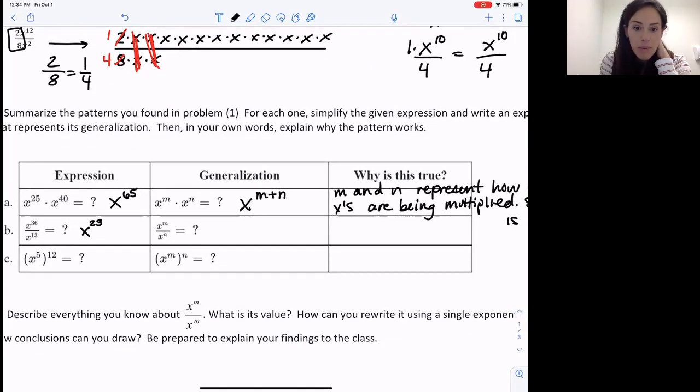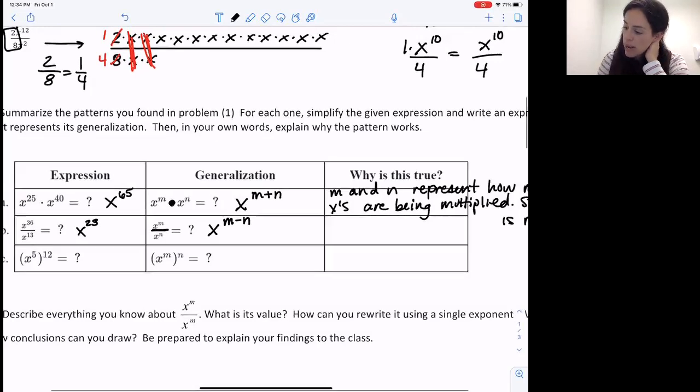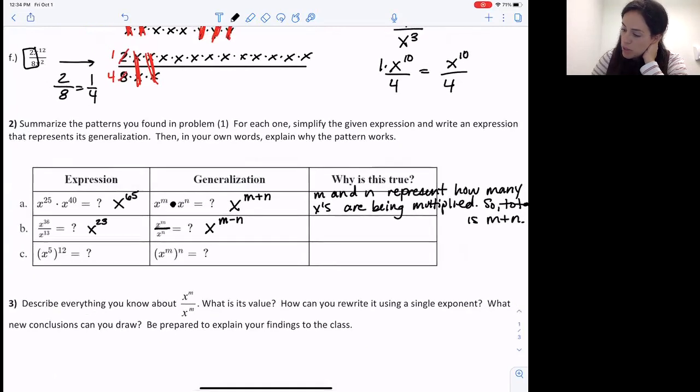So what are we doing with m and n here? I subtracted. I said that's going to be the same as x to the m minus n. So I can see multiplying two powers together is like adding the exponents. Dividing two powers is like subtracting the exponents. Okay, why is this true? Well, it's true because n of the powers in the numerator will cancel out.